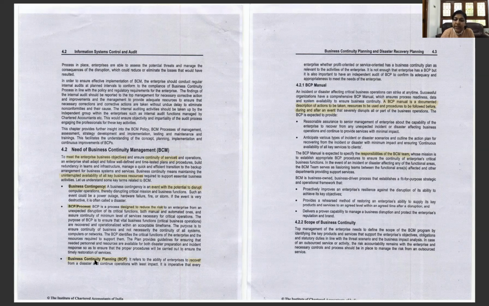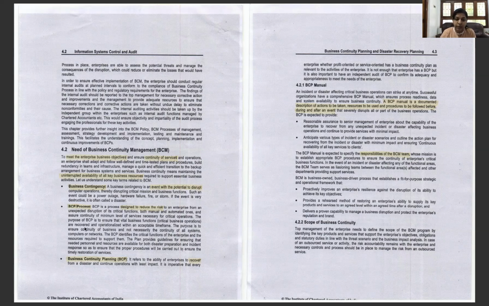What is a BCP in the first place? What is business continuity planning? It refers to the ability of an enterprise to recover from a disaster and continue with least impact. So a disruption is going to happen, but they'll have to recover from the disaster and continue the business with a very least impact. That is what BCP is all about.